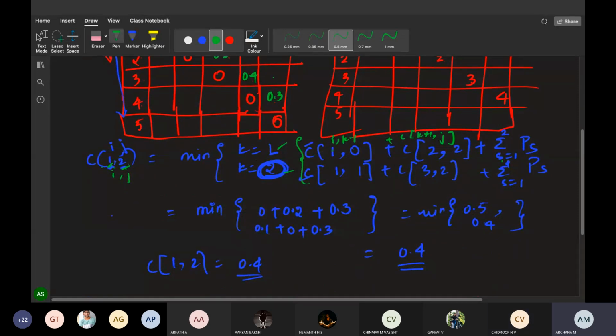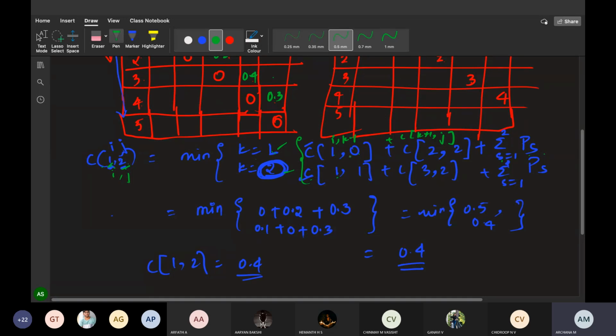Yes, ma'am. Now based on this, find out. When k equals 1, C of i is 1, k minus 1, 1 minus 1 is 0, plus C of k plus 1, 1 plus 1 is 2, comma j is 2. Okay, then PS. Then C of 1 comma 1 plus 3. Apply the same formula, you will get this.